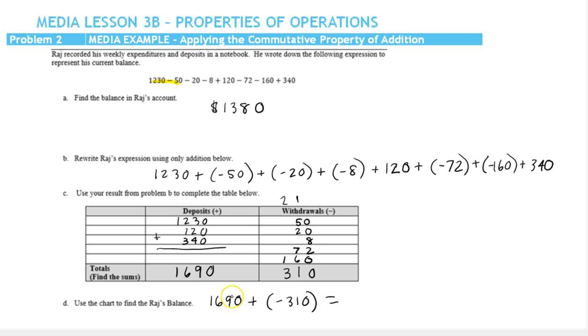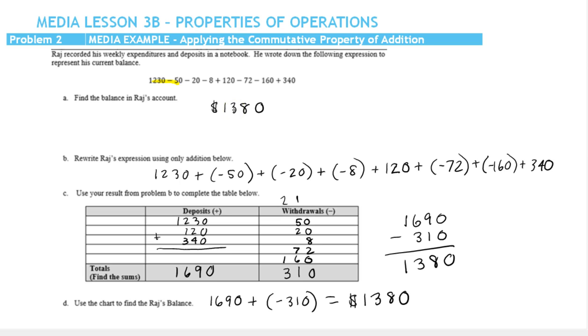So we have two numbers we're adding. They have different signs, so we subtract and keep the sign of the larger number. The larger number is $1,690, so his balance is going to be positive, and I'm going to subtract 310. 0 minus 0 is 0, 9 minus 1 is 8, 6 minus 3 is 3, and 1 minus 0 is 1. So his ending balance is $1,380, which aligns with what we got originally.